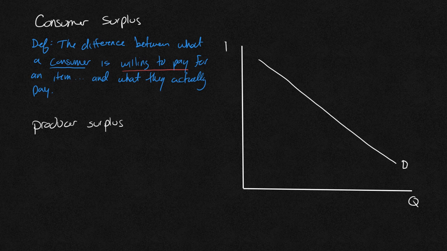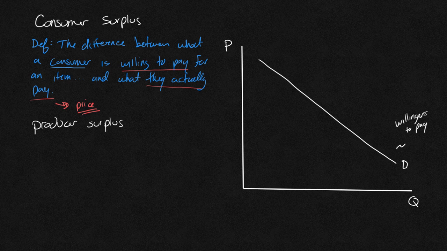We have price and quantity as our axes. This is a demand curve. The demand curve really is measuring consumers' willingness to pay. So that's going to be included in our analysis of consumer surplus. Well, what do they actually pay? Actually paying is just the price that they pay.